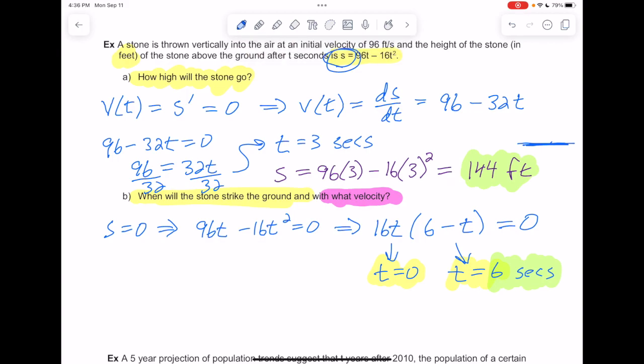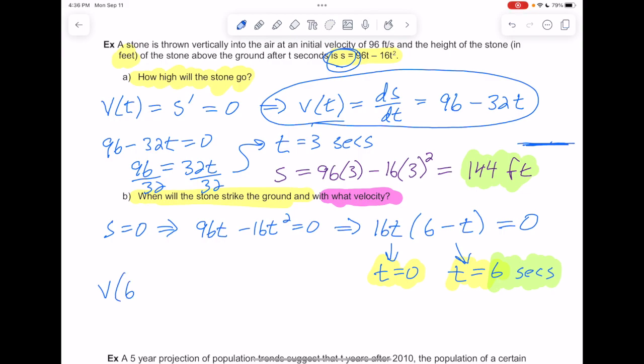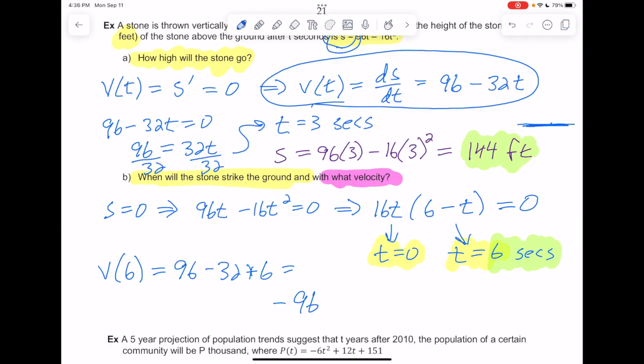We know when it hits the ground, and we have a velocity function right there, so we can plug into that, see what v of 6 is. v of 6 would be 96 minus 32 times 6. And if you do the math on that one, you get negative 96. And then what would the units be on that? The units should be change in distance over change in time, and we're measuring the distance in this problem in feet and the time in seconds. So that would be the velocity with which it hits the ground.